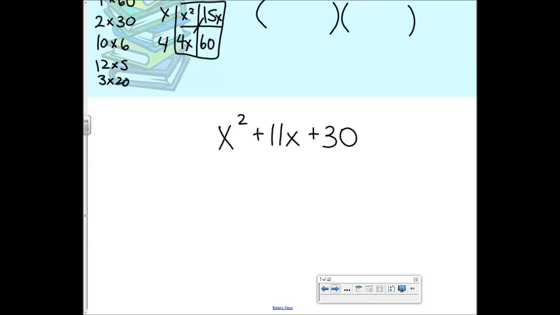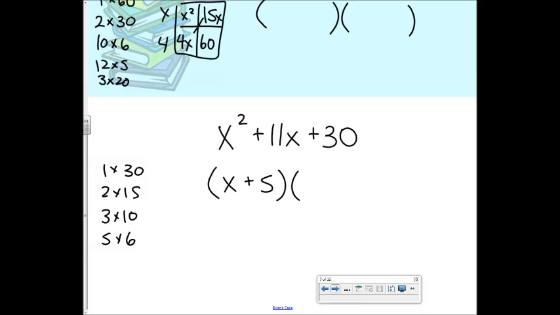Perfect. Okay, guys, what are our factor pairs for 30? 1 times 30. 5 times 6. I think those are all of them, right? Which one also adds up to 11? Okay, 5 and 6. So it's going to be x plus 5, x plus 6.